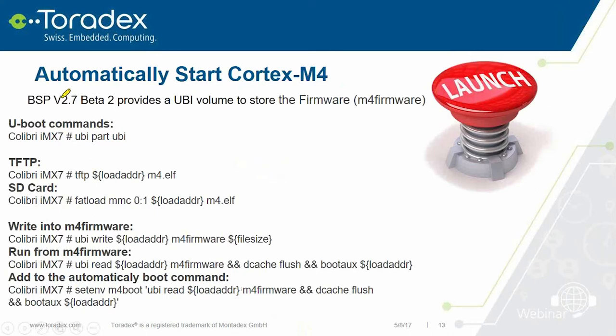okay, after 2.7 beta 2, we provide a UBI volume to store the firmware. We call it M4 firmware. So what we can do here is just UBI part. We can load using TFTP or SD card again, and we can write this binary into the M4 firmware with the file size. Once we do that, we have the firmware in our NAND flash. And then after you reboot, you can just UBI read the load address M4 firmware and boot the M4. So you can do that just by hand.